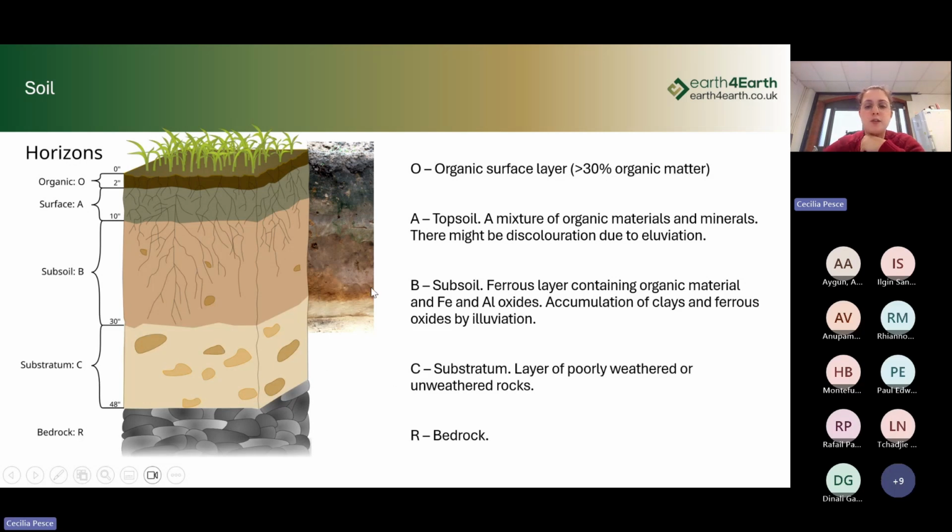And we go down to the subsoil, where we can find less organic material and more minerals. For example, iron and aluminum oxides are very common. There is accumulation of clays and ferrous oxides that are carried by alluviation. So the water carries the minerals and deposits them in this layer. And then if we go even deeper, we have the substratum. This is crushed or cracked material from the bedrock. This is chemically identical to the bedrock.